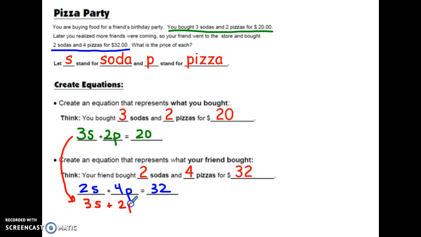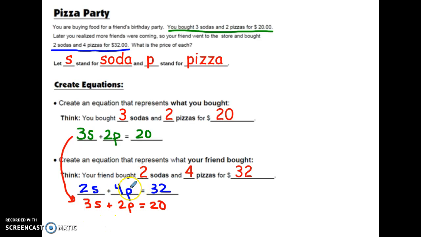I do not have any matching variables, but I do have them lining up. So my S's are lined up, my P's are lined up, my answers are lined up. So I know I'm going to use elimination. What I need to think about is which one of these variables is going to be modified so that I have stuff canceling out or eliminated. I think the best place to work on this one is here.